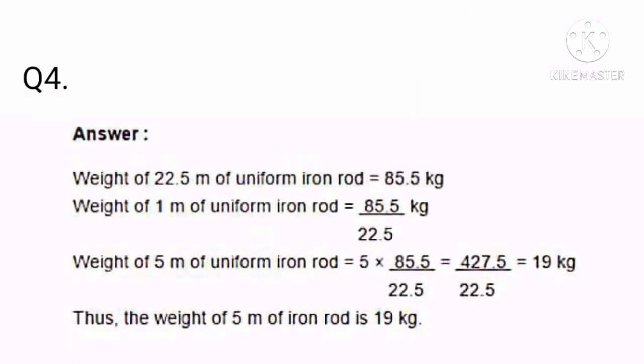Okay. Question number 4 is, if 22.5 meter of a uniform iron rod weighs 85.5 kg, what will be the weight of 5 meter of the same rod? So weight of 22.5 meter of iron rod is given. So 1 meter of iron rod will be 85.5 kg divided by 22.5. So weight of 5 meter of iron rod will be 5 into 85.5 divided by 22.5, that is 19 kg.